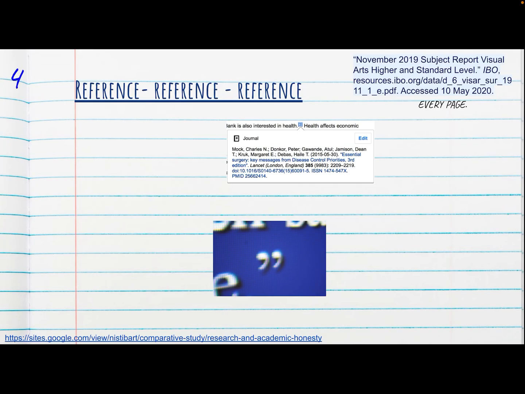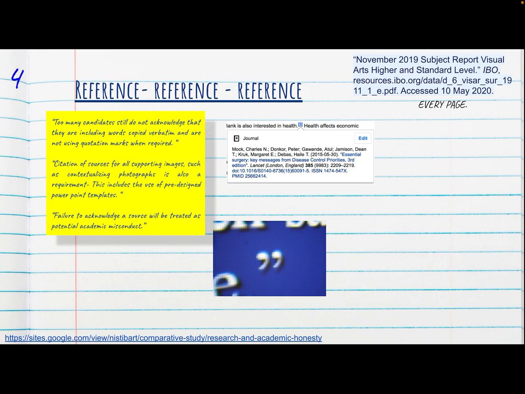My fourth piece of advice is reference, reference, reference. Too many candidates do not acknowledge that they are including works copied verbatim and are not using quotation marks when required. Remember, if you don't show that it's informed by research, you're not going to get out of that first bracket. So cite all sources, supporting images such as contextualizing photographs and pre-designed PowerPoint templates. It's fine if you have used somebody else's work, but it's somebody else's work. They deserve the credit for it.